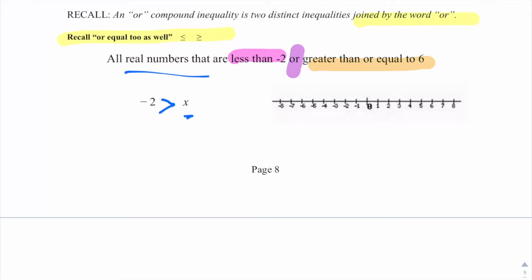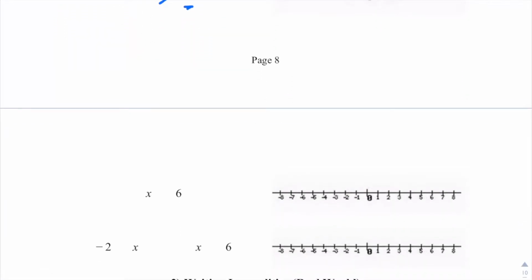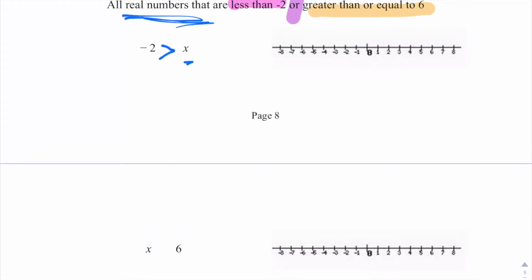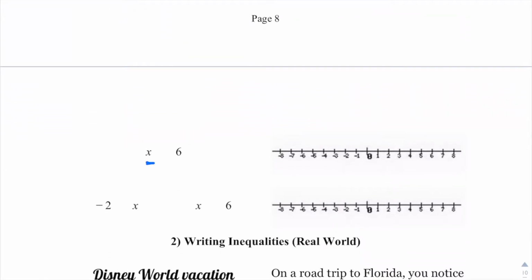Okay? And then with our second one, we want all real numbers that are greater than or equal to 6. Here's our x. We want that to be greater than or equal to 6. And I'm going to erase this little dot thing there so you guys don't get confused. So greater than or equal to 6.